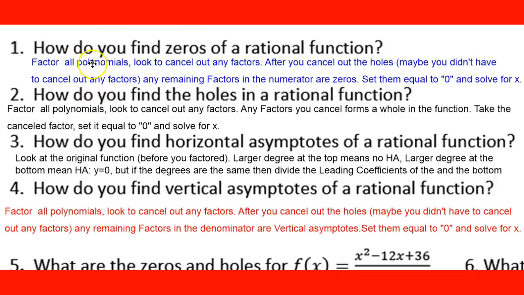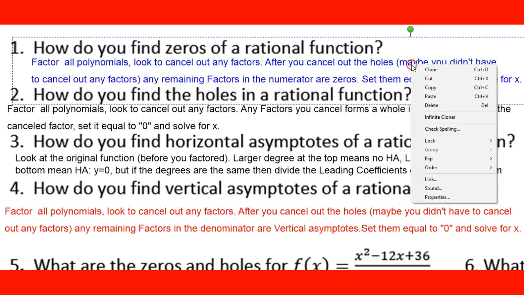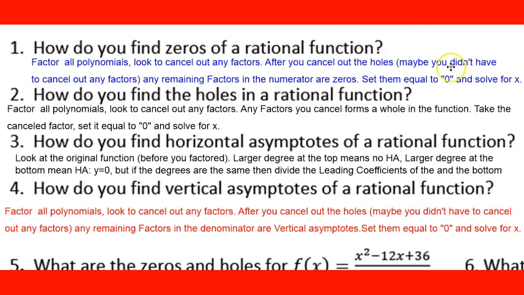For the zeros, make sure you factor all the polynomials. Look to cancel out any factors, after you cancel out the holes. And look, I put this part right here because I don't want there to be any confusion. But let's say hypothetically you don't have any holes, nothing canceled out. That's okay. Any remaining factors in the numerator are zeros. You set them equal to 0 and solve for x.